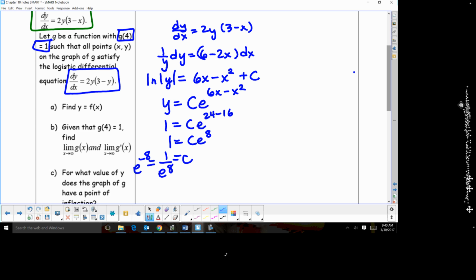I don't care which way you want to do it. And I know that they put all that together. But you don't have to. You could have left e to the negative 8 out in front or 1 over e to the 8 out in front. Doesn't matter. Everybody good?